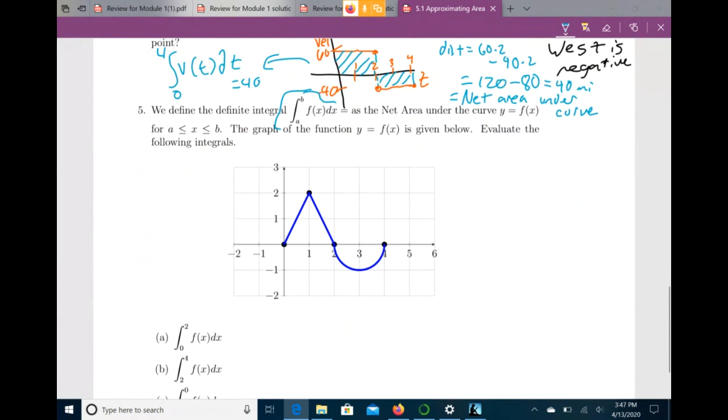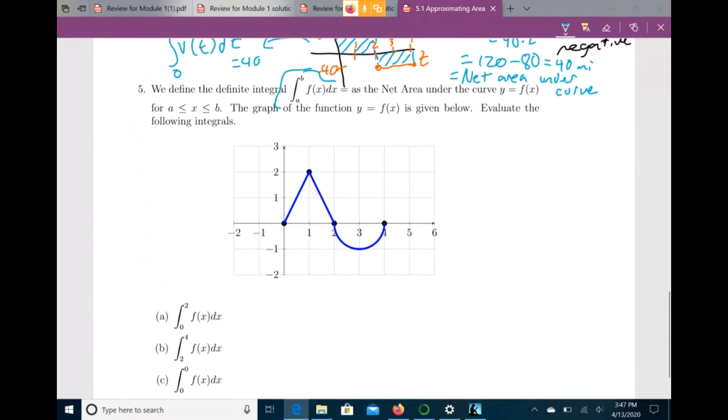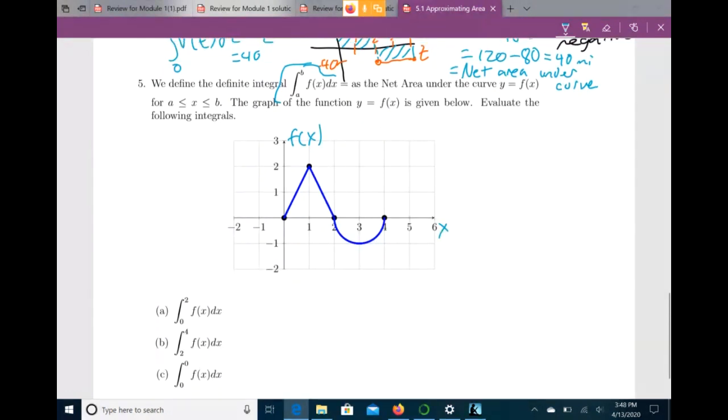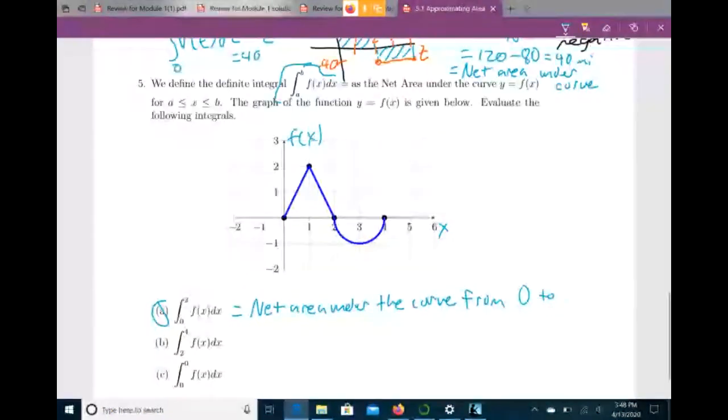All right, so now let's use this notation to try to answer some of these questions. Here we're given a graph of the function f. Going from 0 to 2, this first part A, this means net area under the curve from 0 to 2. Here's 0, here's 2. The area under the curve is referring to this area, the area between the curve and the x-axis, I should say.